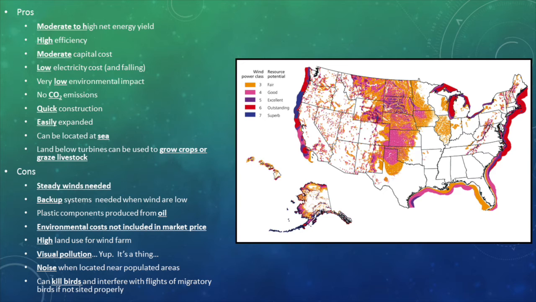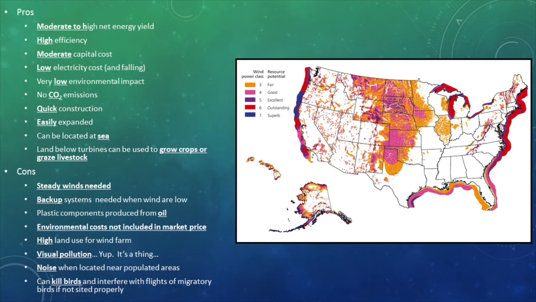What are the downfalls? You have to have steady winds in order for the electricity to be generated. You have to have some kind of backup if you are not in an area with high winds. The plastic components have to be produced from oil, so we do see some kind of indirect global warming concern here. The environmental costs are not included in the market price. Again, I told you that's going to keep coming up time and time again with our downfalls.